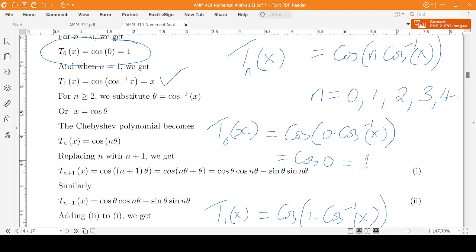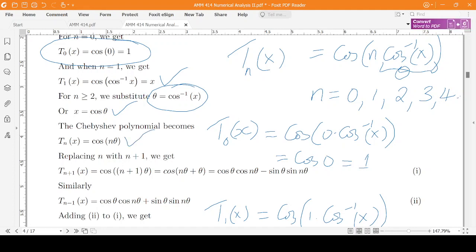Now for n greater than or equal to 2, we shall substitute theta equal to cos inverse of x. So we replace cos inverse of x with theta, or even x is equal to cosine of theta. So where we have cosine of n times cos inverse of x, when we replace cos inverse of x with theta, we get cosine of n theta.